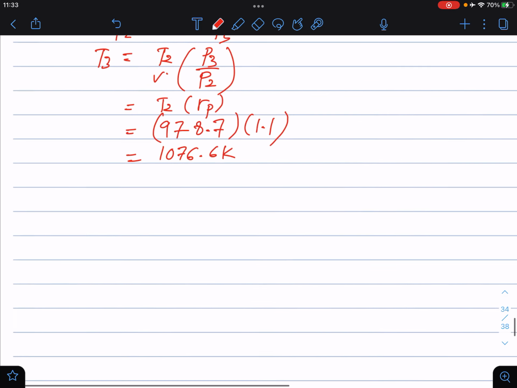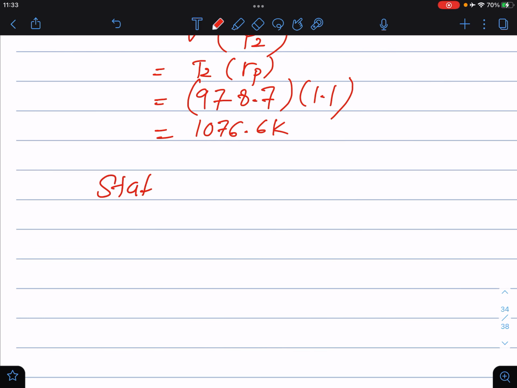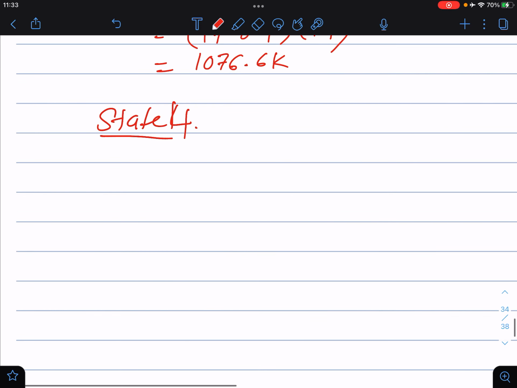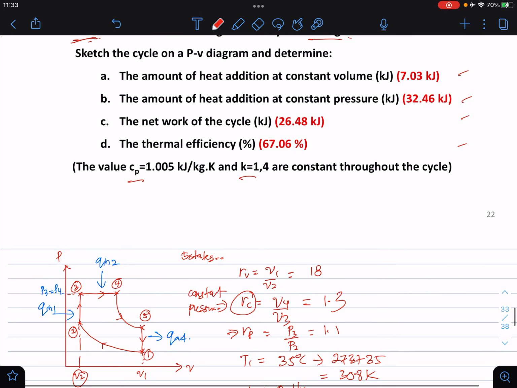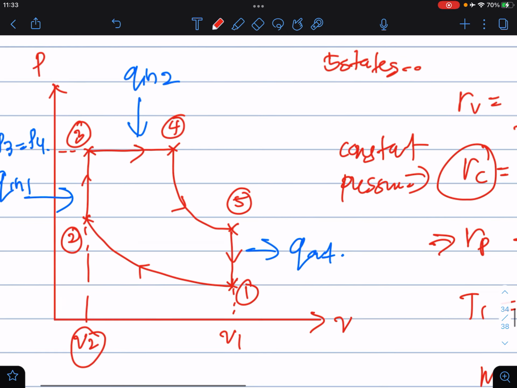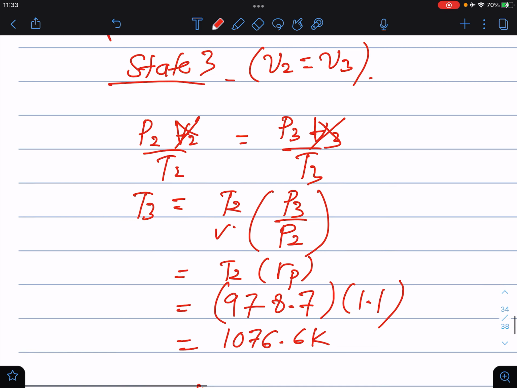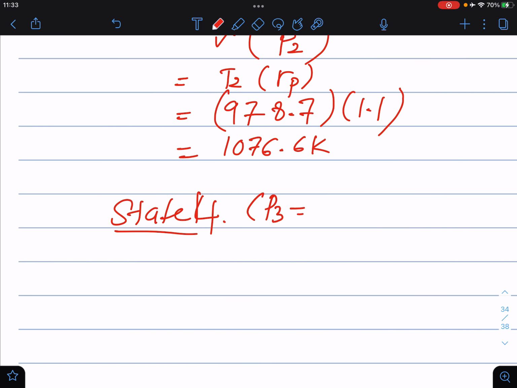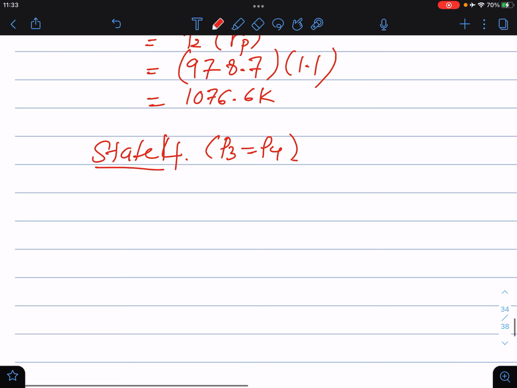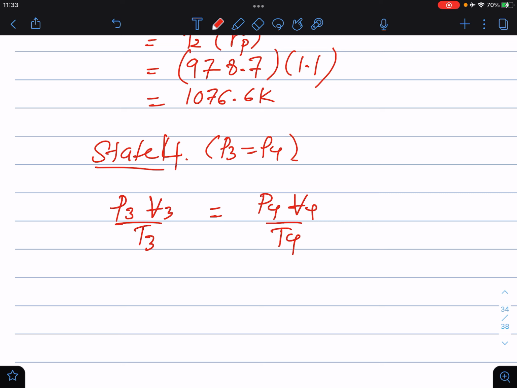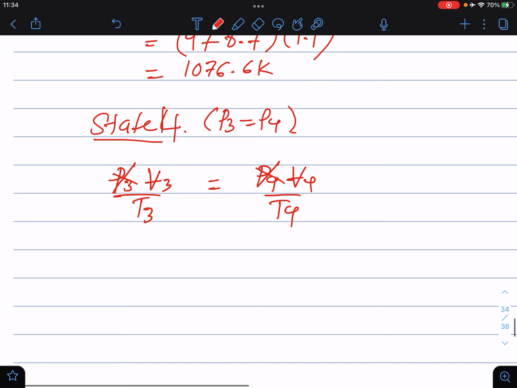Okay. Now jump into state 4. Okay. So from 3 to 4, this is what process we deal? This is a constant pressure process. 3 to 4. P3 equal to P4. Okay. So we can use the generalized equation same like the previous one, from 3 to 4. Okay, since this is a constant pressure, P3 equal to P4. We want to find T4 here.